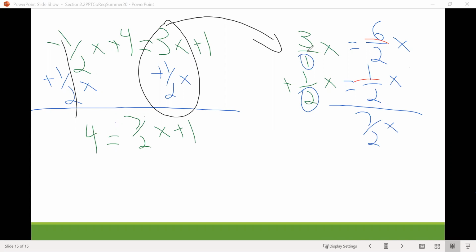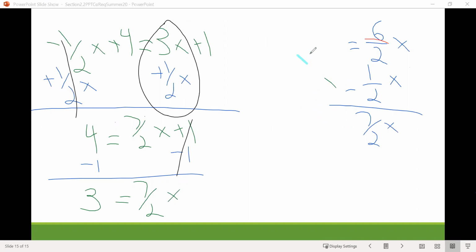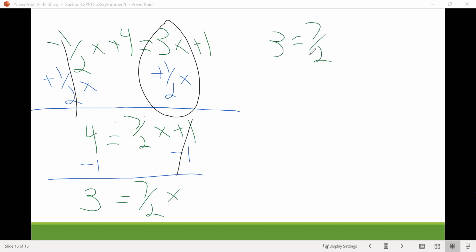We can now subtract 1 from both sides. So these cancel out. We're left with 7/2 x equals 3. And then move this up to here. So to isolate the x now, we need to divide by 7/2 on both sides. So if 3 equals 7/2 x, we will divide by 7/2 here, divide by 7/2 here. These will cancel. So left with x equals, and now we're back to some division with fractions.